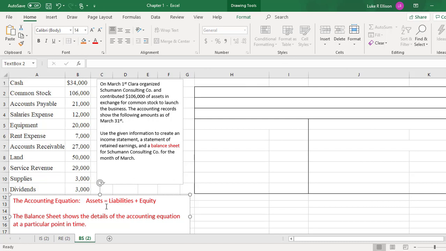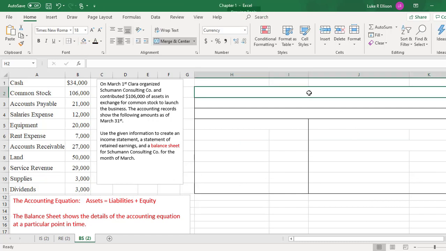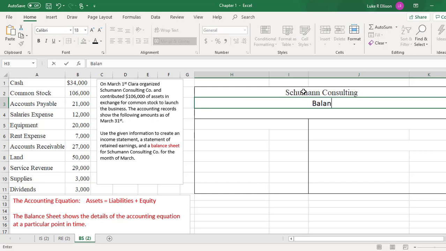So the balance sheet is going to show us exactly what our assets, liability, and equity look like as of March 31st. Alright, so now getting to the statement. The first line is going to be the name of the company, which is Schumann Consulting. The second line is going to be the name of the statement, which is the balance sheet. And the third line is going to be the date, which is as of March 31st.